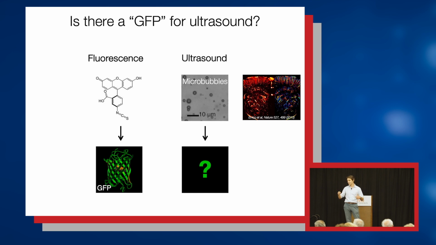And so the question that we've been obsessed with for more than a decade now is, is there something in nature that's genetically encodable, like GFP, but has similar physical properties to a bubble? Okay, where can we find that? Because if we can find something like that, then we hypothesize we'd be able to connect that to ultrasound. And luckily here, Mother Nature gave us a gift.